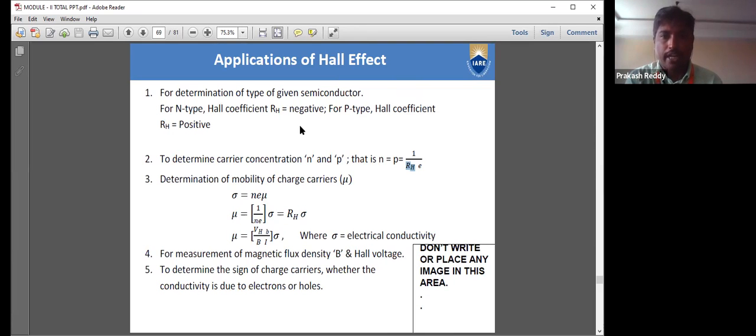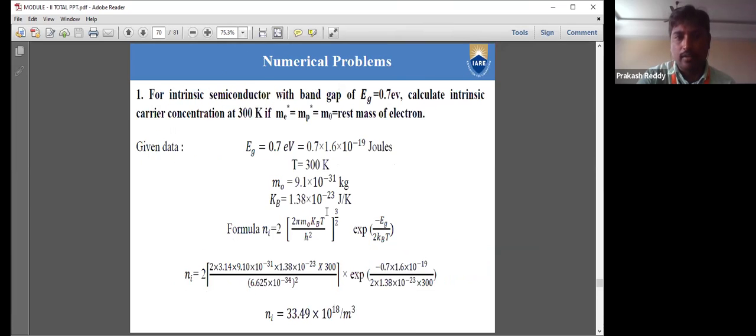After finding RH, we can also find out the mobility of charge carriers, mu. For that, rho equals N into E into mu, or mu equals 1 by N into E into rho, and 1 by N into E is nothing but RH. So once we find RH, we can find out the mobility of charge carriers, where rho is the electrical conductivity.